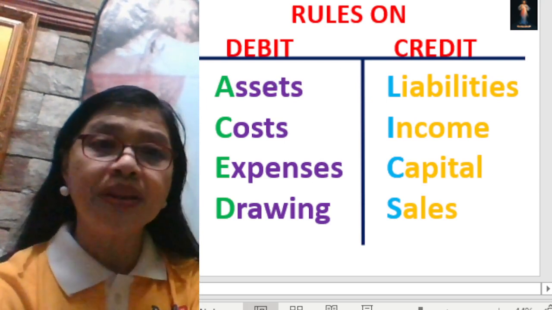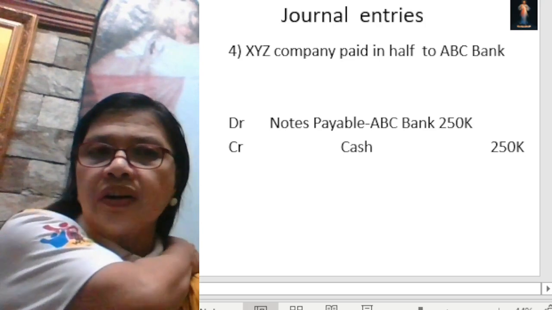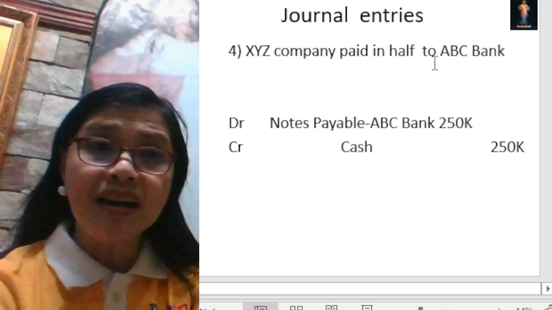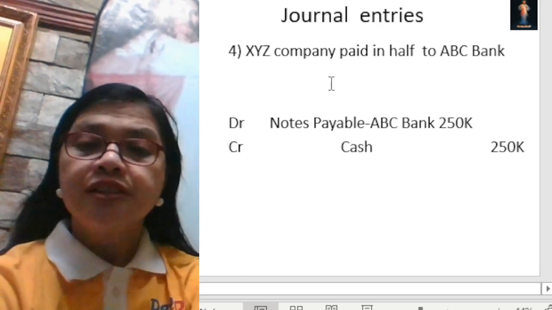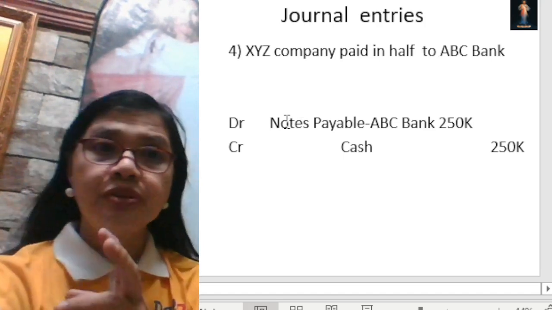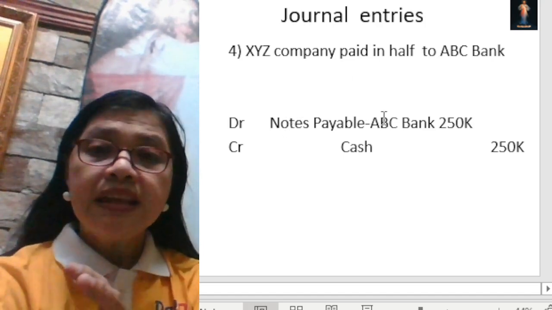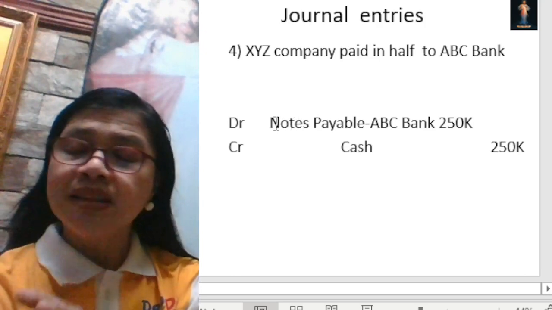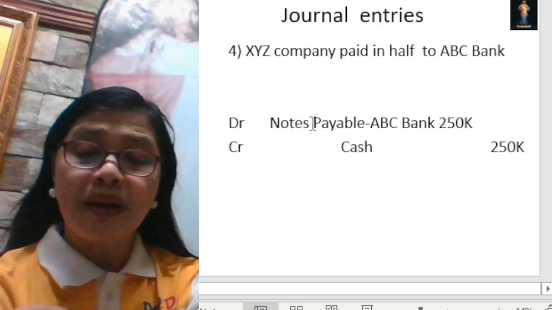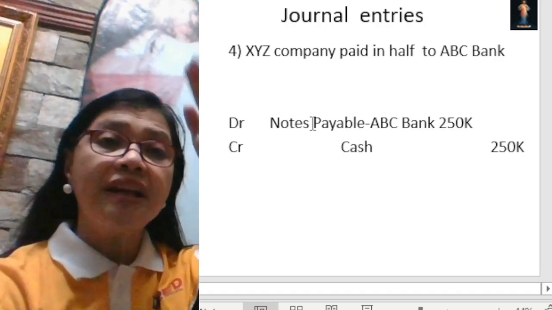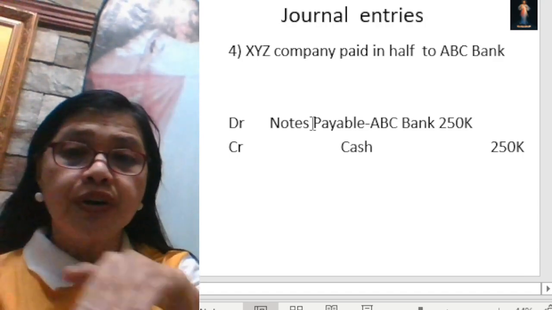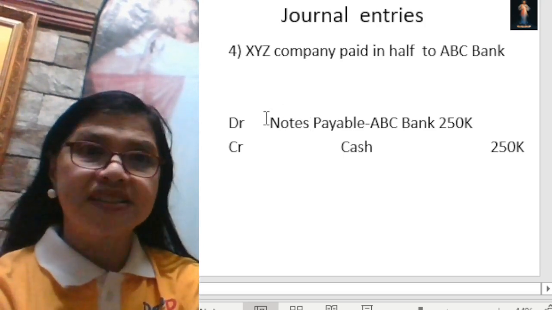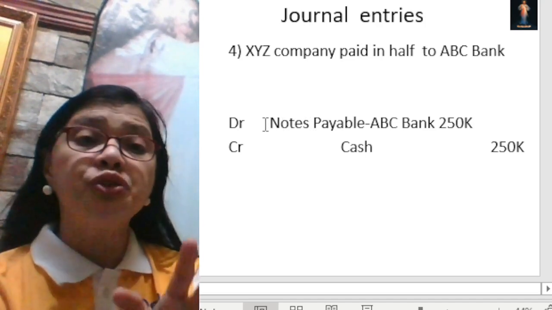Okay, let's do it on the journal entry. It shows here XYZ paid half to ABC Bank. We will disregard first the interest. So, we analyzed a while ago that notes payable is debited. Again, why is it debited? Because the normal balance of liability or notes payable is credit. But because you will reduce your liability, you debit it. You do the opposite. So you debit notes payable because you will reduce your payable.